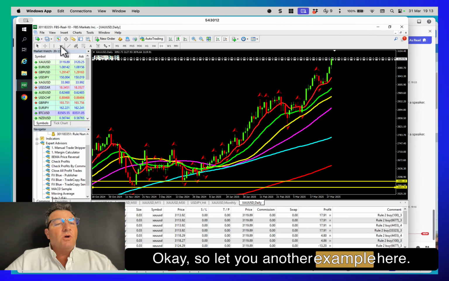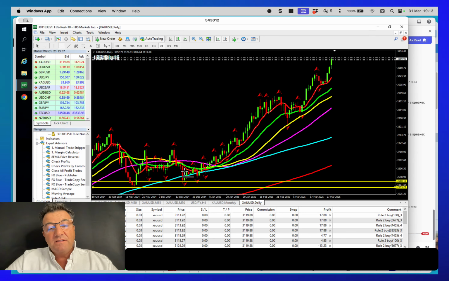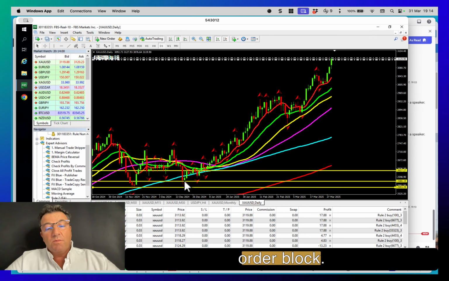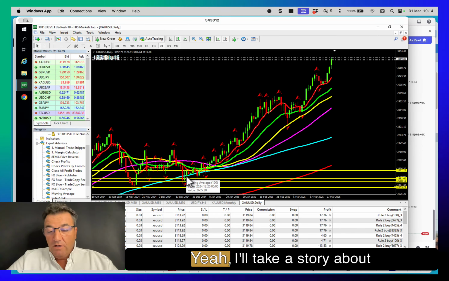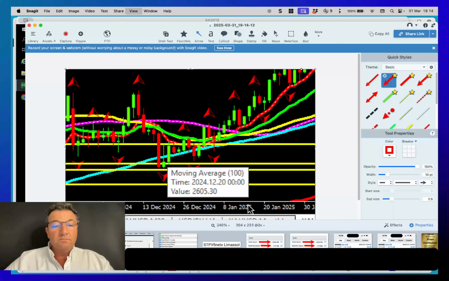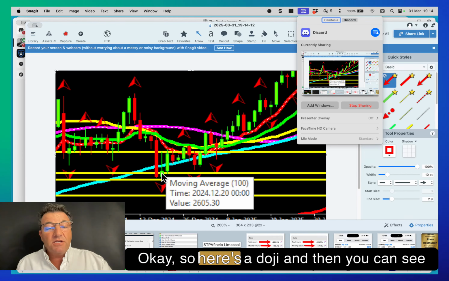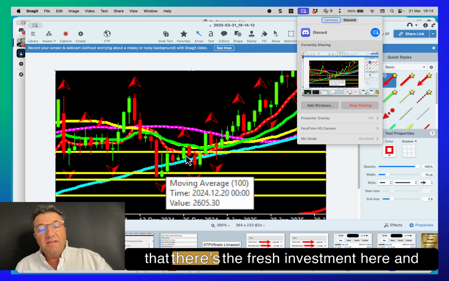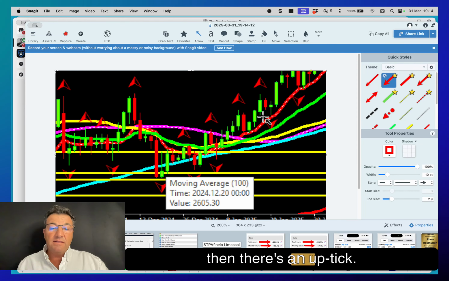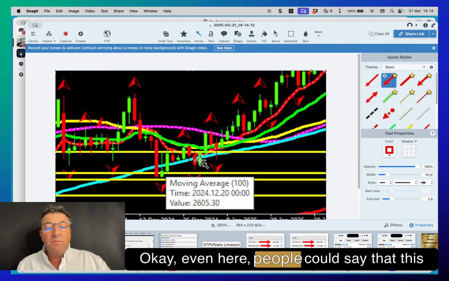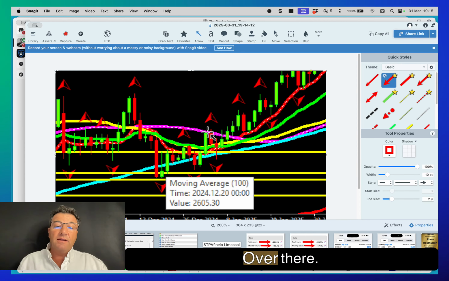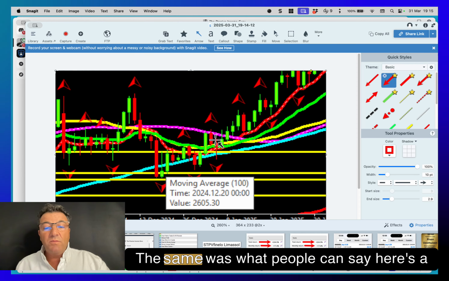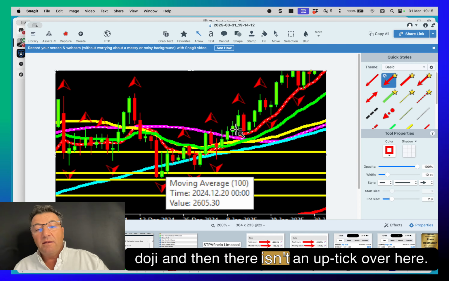Okay, so let's do another example here. Effectively, people would say that this over here is an order block. Here's the doji. I'll draw it in the candle so that you can see it. So there's the doji over there. Sorry about the block here. Okay, so here's a doji, and then you can see that there's fresh investment here, and then there's an uptick. Even here, people could say that this is where the order block is, as there is an engulfing candle over there. The same as what people can say, here's a doji, and then there is an uptick over here.